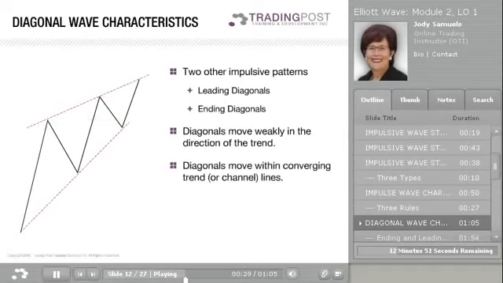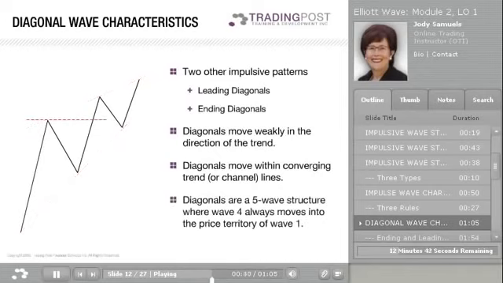In impulse structures, one of the rules is that wave 4 can never move into the price territory of wave 1. Diagonals, in contrast, are a 5-wave structure where wave 4 always moves into the price territory of wave 1. These diagonals are most common in highly leveraged markets such as Forex and commodities. Diagonal structures are also called diagonal triangles. Although similar, diagonal triangles are different from corrective triangles, which we will cover in Module 3, Corrective Patterns.